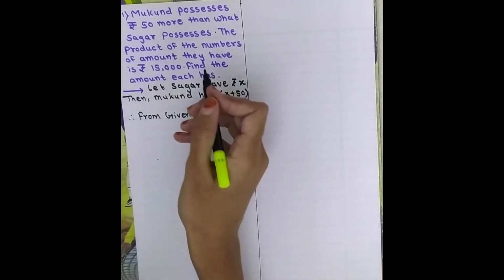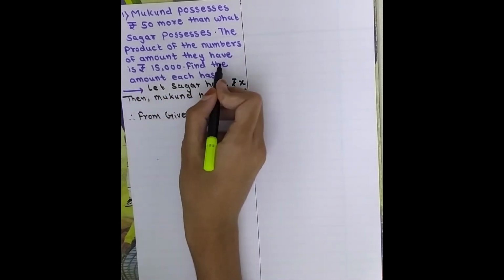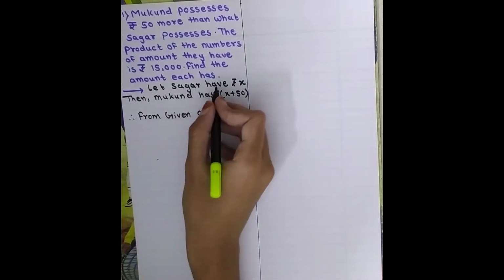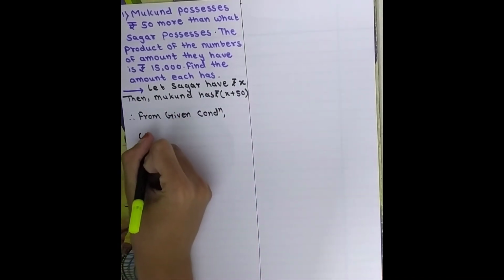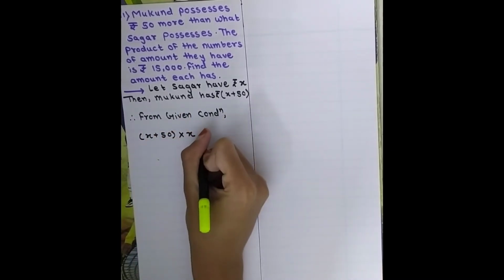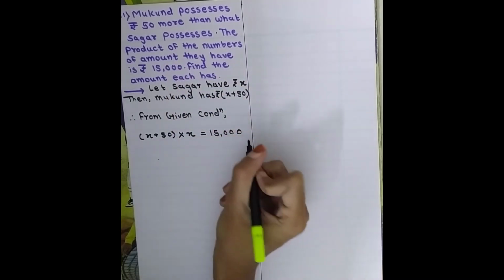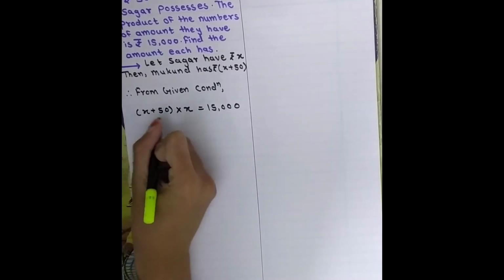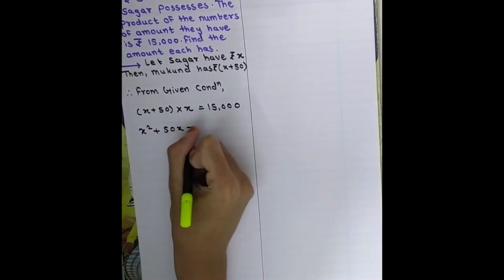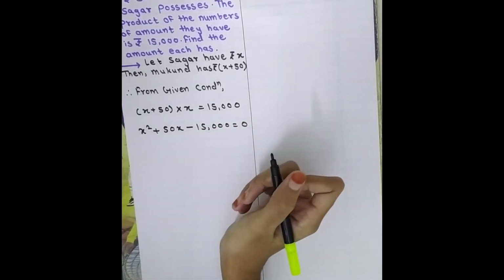Now from the given condition, what condition is given? The product of the amounts they have is 15,000. So Mukund has X plus 50 amount and Sagar has X amount. So its product is 15,000. So solve this. X into X is X square plus 50X minus 15,000 is equal to 0.